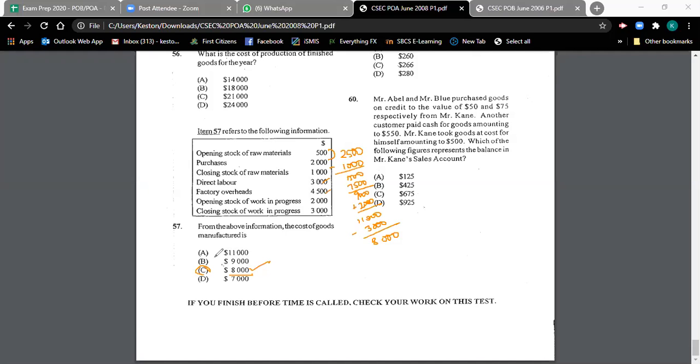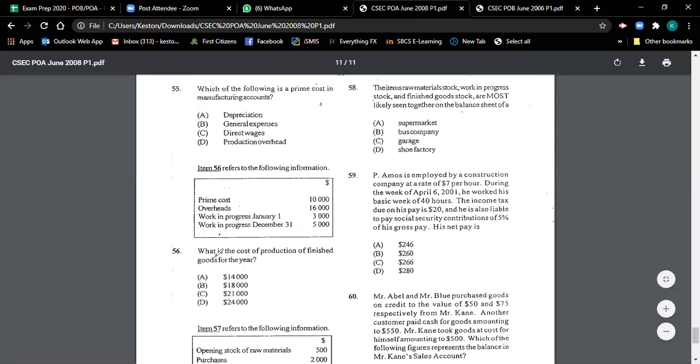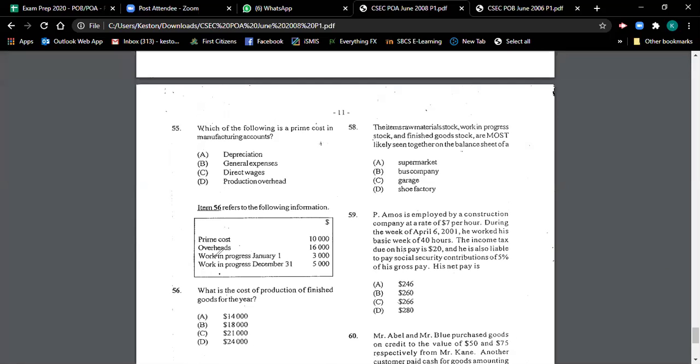58. The items, raw material stock, work in progress stock, and finished good stocks are most likely seen together on the balance sheet of a, yep, very good, shoe factory, manufacturing type thing.